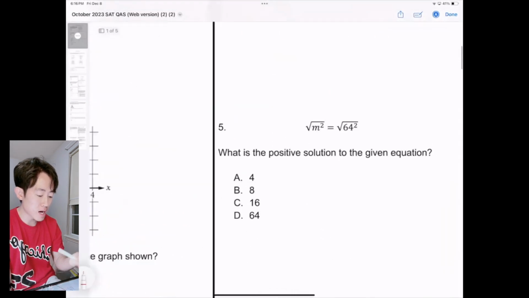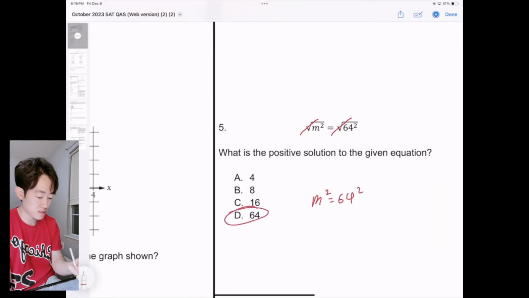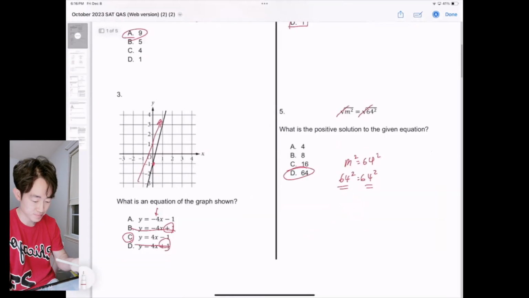Number 5, what is the positive solution to the given equation? Well, get rid of the square roots on both sides for me. m squared equals 64 squared. I mean, what more can I say? That's just a matching game. You got to get the same thing on the left-hand and the right-hand side. So bam, we got 64.